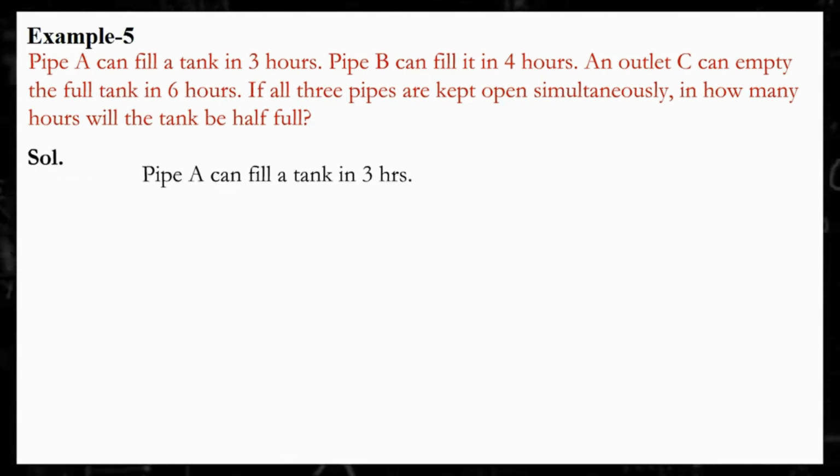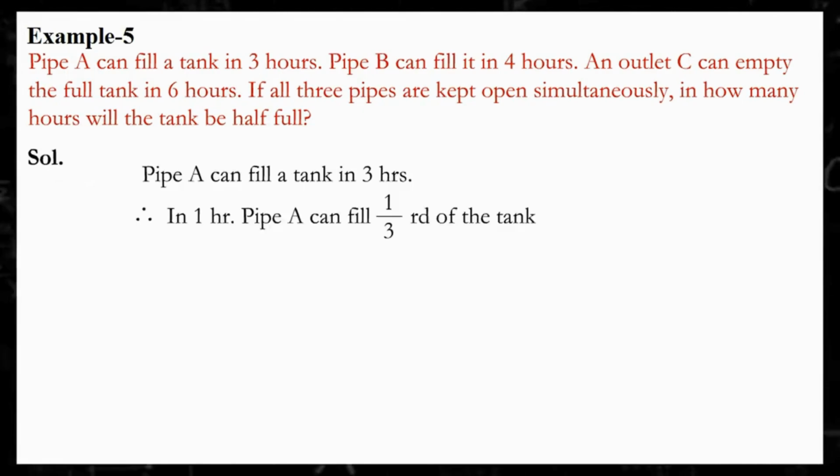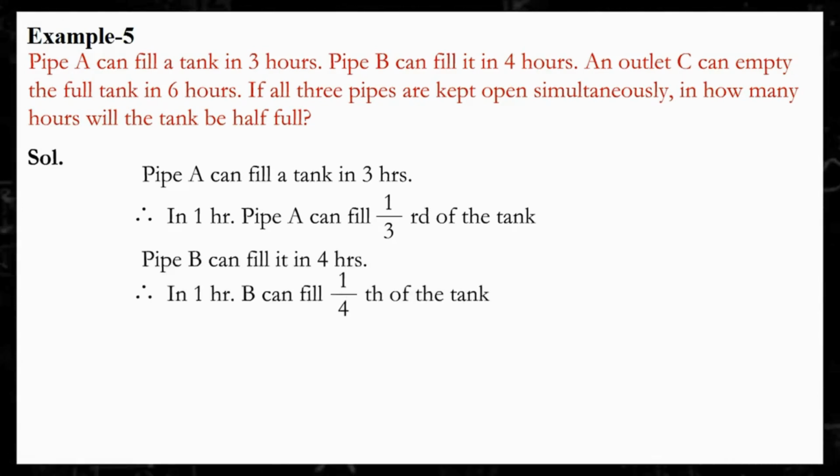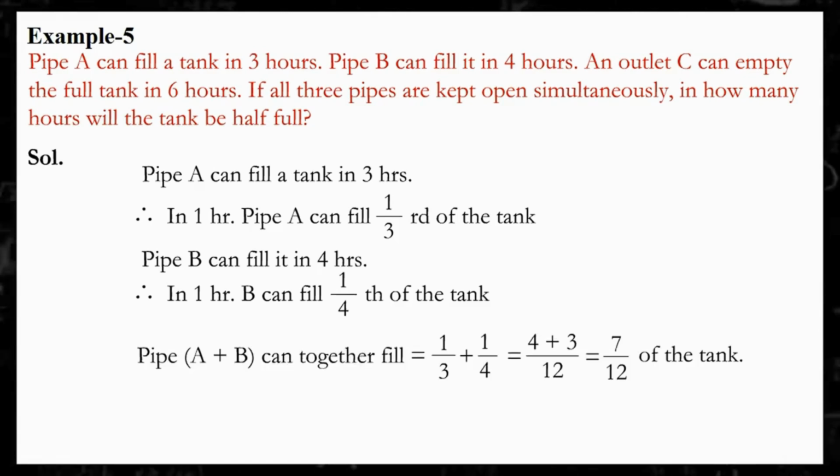Solution. Pipe A can fill a tank in 3 hours. Therefore, in 1 hour, pipe A can fill 1/3 of the tank. Pipe B can fill it in 4 hours. Therefore, in 1 hour, B can fill 1/4 of the tank. Pipes A plus B together can fill 1/3 plus 1/4, which is equal to (4 plus 3)/12. This is equal to 7/12 of the tank.